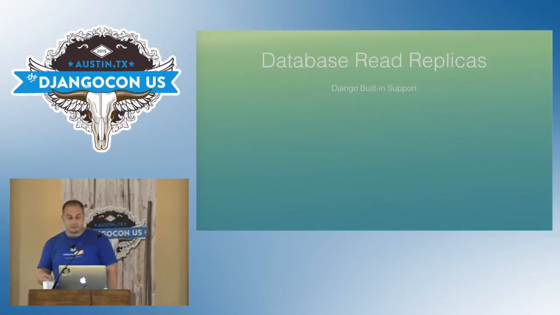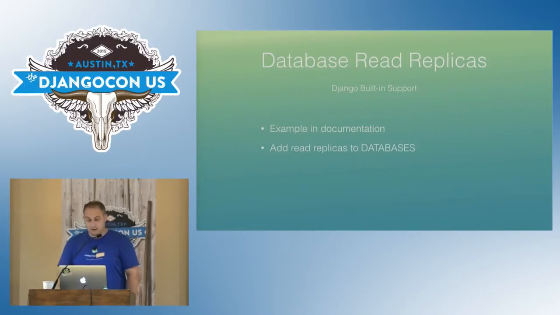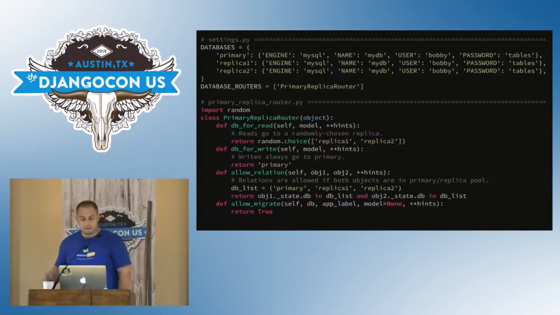So what can we get out of the box? Let's take a look before we implement a custom database backend. Django has a functional example in their documentation, and you can use it as a great starting point for getting read replicas working. You can get up and running quickly by adding your read replicas to the database's setting and by using Django's built-in database routers. So this is a quick example, taken from the documentation, and it's extremely simple and straightforward. You may have seen this before. If you haven't, please go check out Django's documentation. It's great. There is a problem with this implementation, though, and it could be kind of a big one.